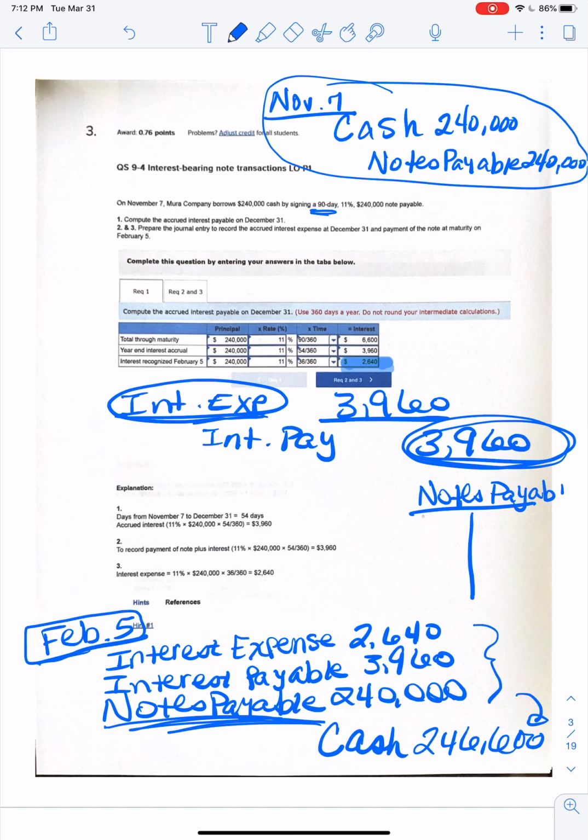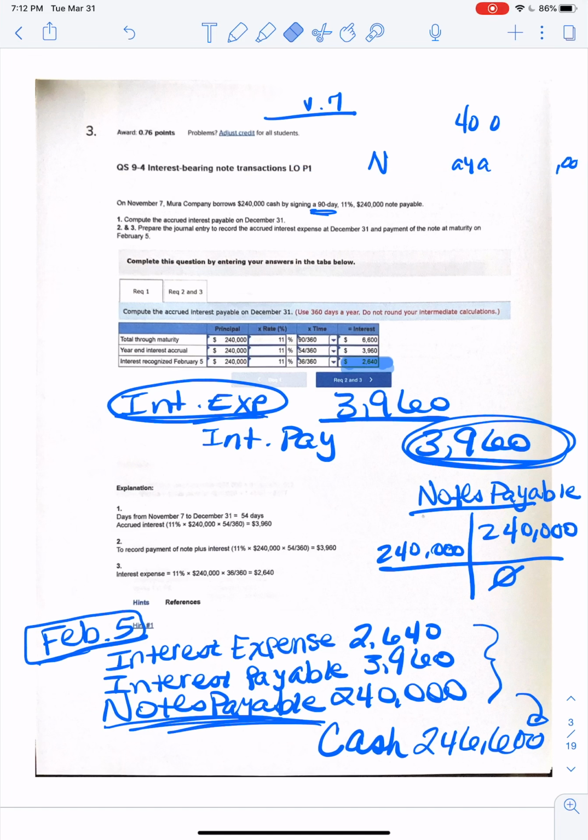So originally, I put $240,000 in as a credit, and now I'm taking $240,000 out as a debit, showing that I no longer owe this bank any money, or this lender any money, rather. Okay, and that's all that there is to number 3. So hopefully not too terrible, all right?